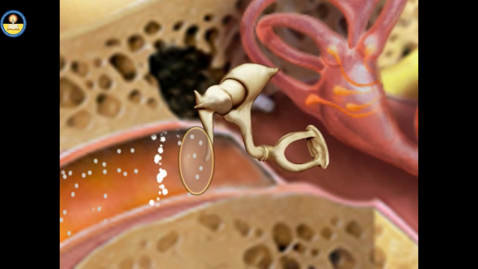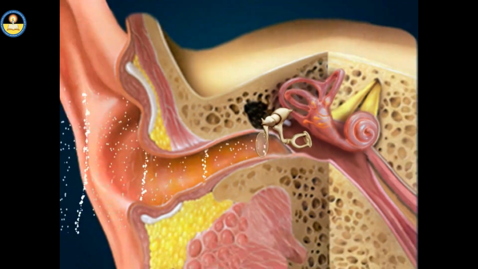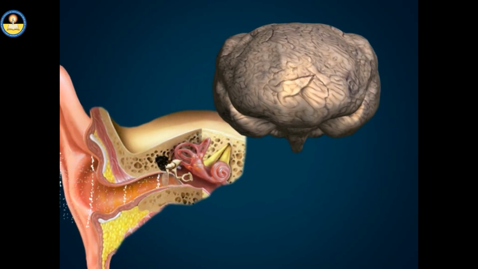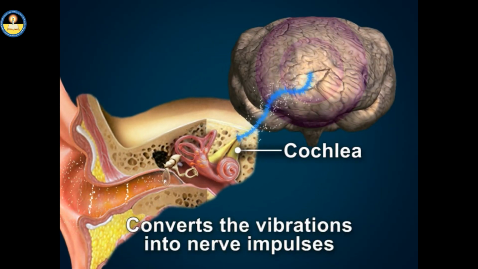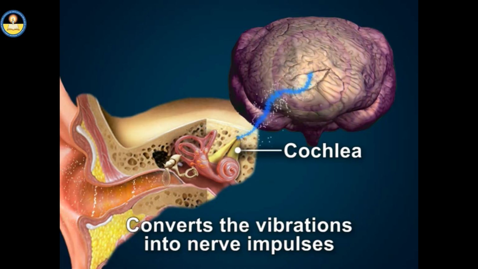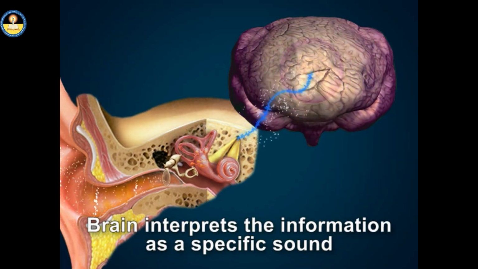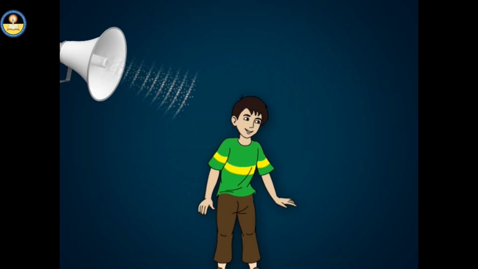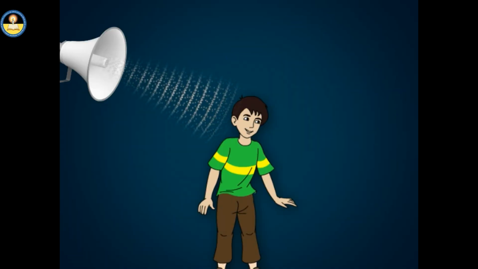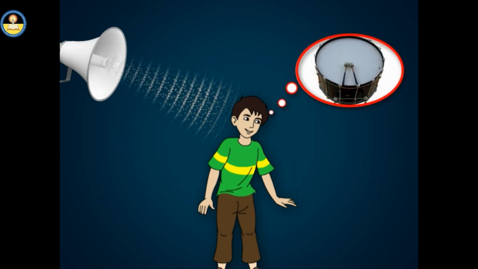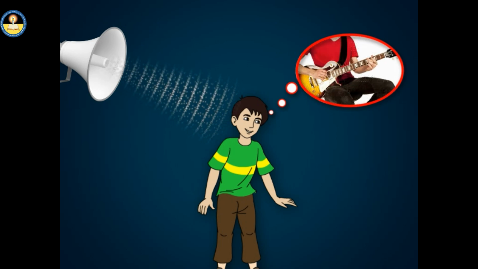From the smallest bone, the stirrup, the vibrations pass into the inner ear. The vibrations travel into the cochlea, which converts these vibrations into nerve impulses. The auditory nerve carries these nerve impulses to the brain, which interprets this information as a specific sound. In general, sound means those vibrations composed of frequencies capable of being detected by ears. It is the ear that differentiates the sounds of different types.